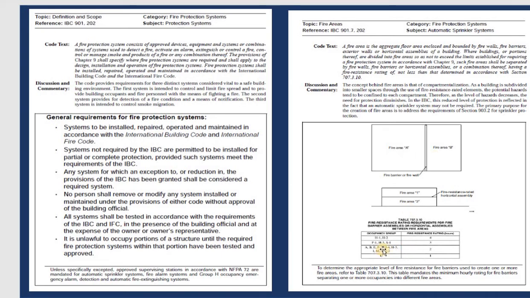This is the table to share with you the different kinds of occupancy and what kind of wall, how many hours for each. For example, for H1 and H2 hazardous occupancy groups, we need 4 hours for the firewall. For F1, H3 and S1, we can use 3 hours. For the other groups, A, E, F2, H4, H5, I, M, S2, we need 2 hours. And for U, we use 1 hour for the wall structure.